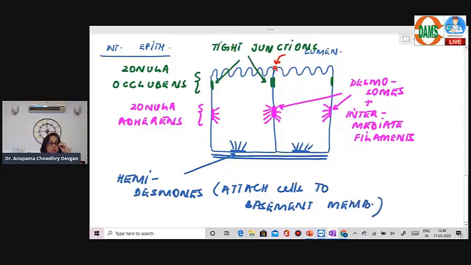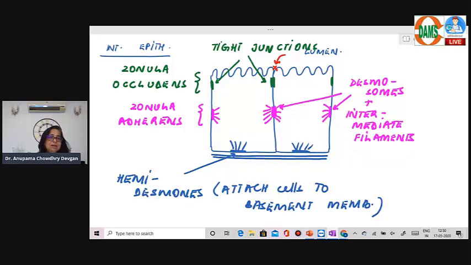This is what intestinal epithelial cells look like. Towards the luminal side, you have tight junctions which form the zonula occludens. Towards the middle of the cell, you have the zonula adherens, which are the desmosomes associated with intermediate filaments. Attaching the cells to the basement membrane are the hemidesmosomes.